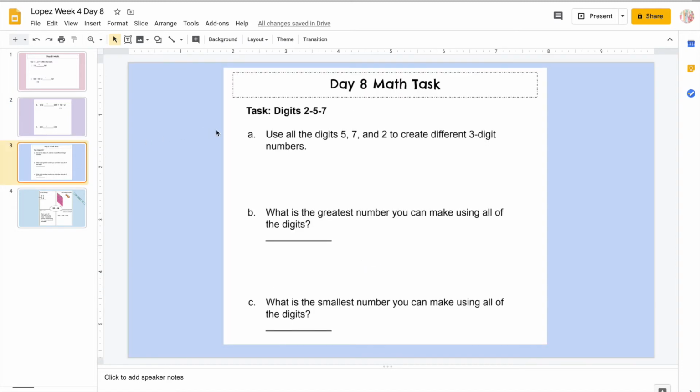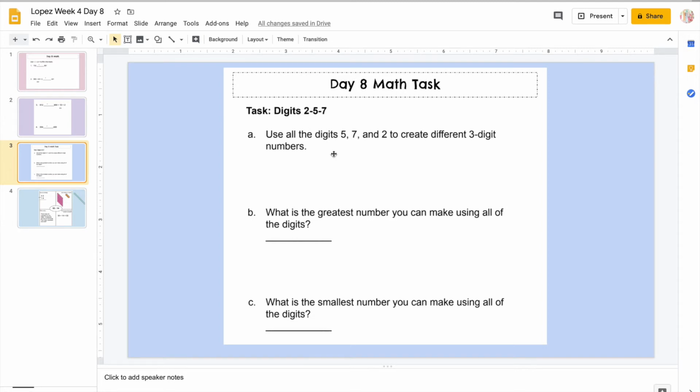We have a math task for today, and there are 3 parts to this math task, so we will go in order: A, B, and C. In this task, we are going to be using the digits 2, 5, and 7. Moving on to A, we're going to use all the digits 5, 7, and 2 to create a different 3-digit number. The 3-digit number it gave us is 257.